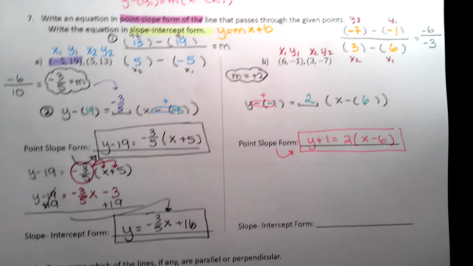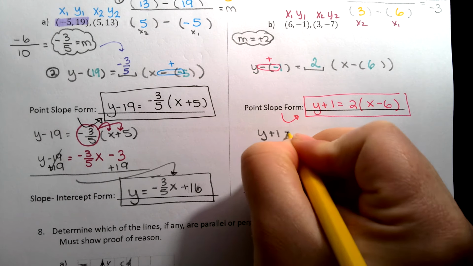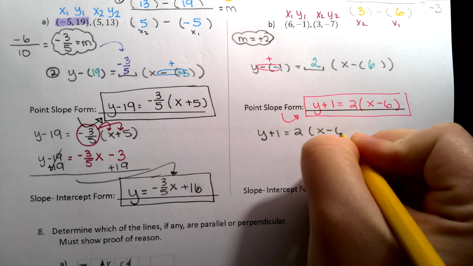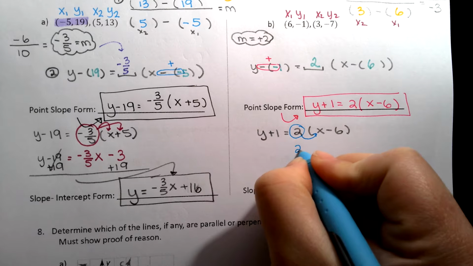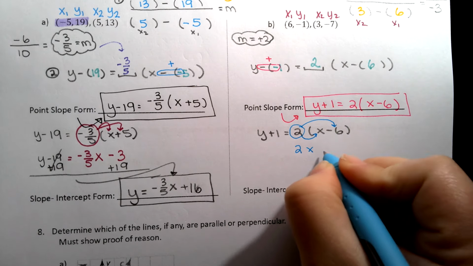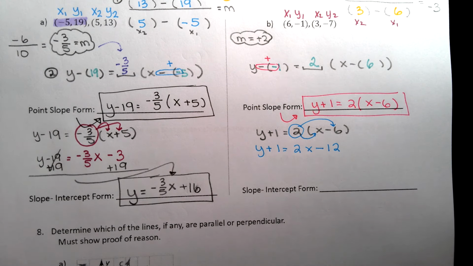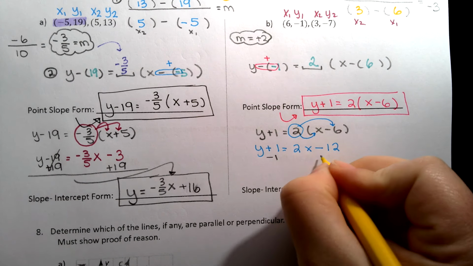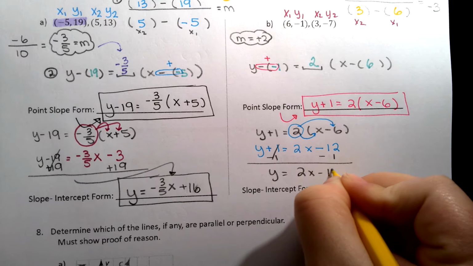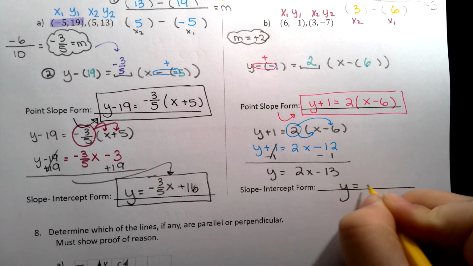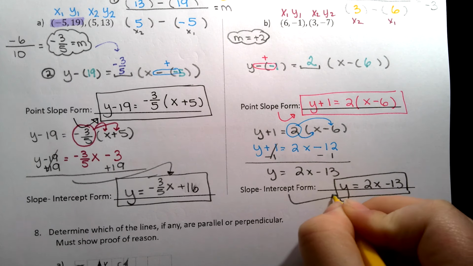Now they are asking also for slope-intercept form, so we're going to pick up that same equation. No fractions here. Happy dances all around. We're going to pick up that positive 2. We're going to multiply it by x, and we're going to multiply it by negative 6, which is a negative 12. Bring down the y plus 1. Subtracting 1 on both sides will get us our slope-intercept form. And we write that answer here on the line. Alrighty.